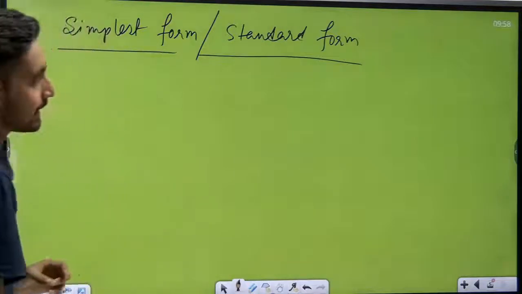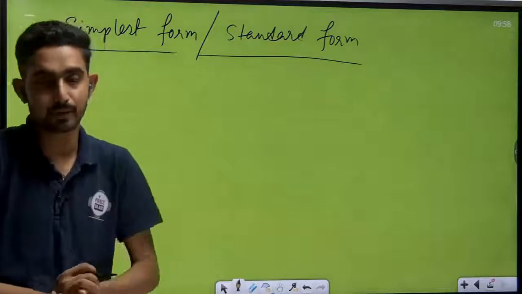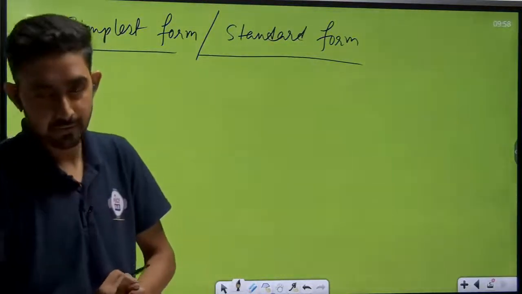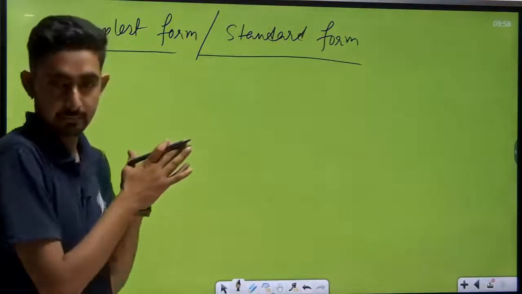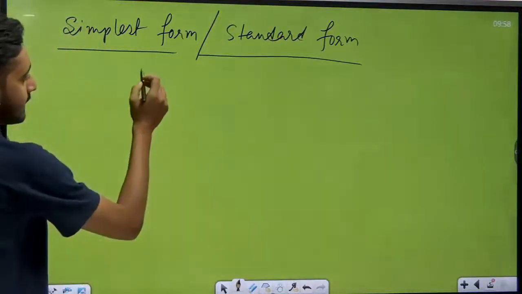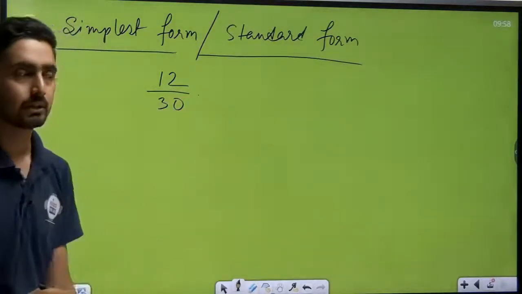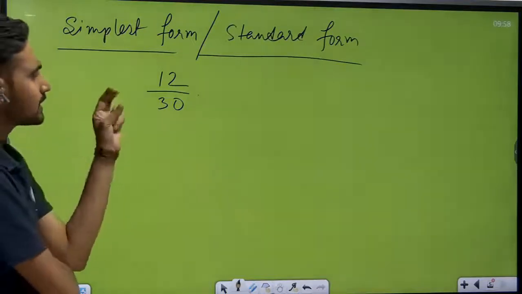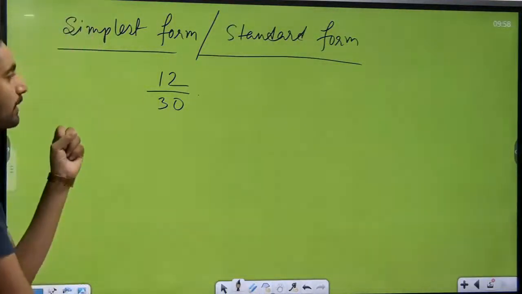So try to understand. First of all, I will take an example because I know you understand best through examples, right? Pihu, just wait. I will give you all the answers one by one. Just let me clear this topic first, okay? First of all, suppose I take 12 upon 30. So first of all, you have to find out which are the common factors of 12 and 30. Think. Which are the common factors of 12 and 30?